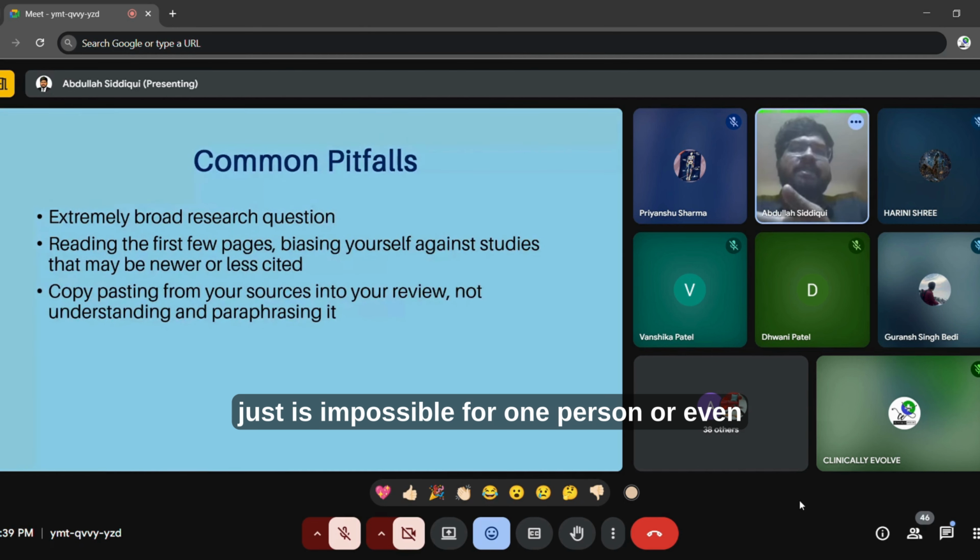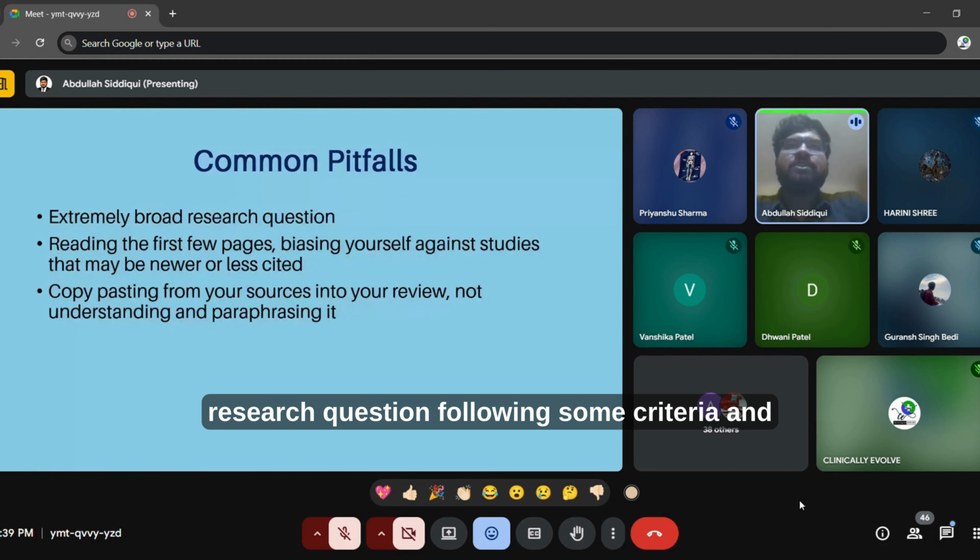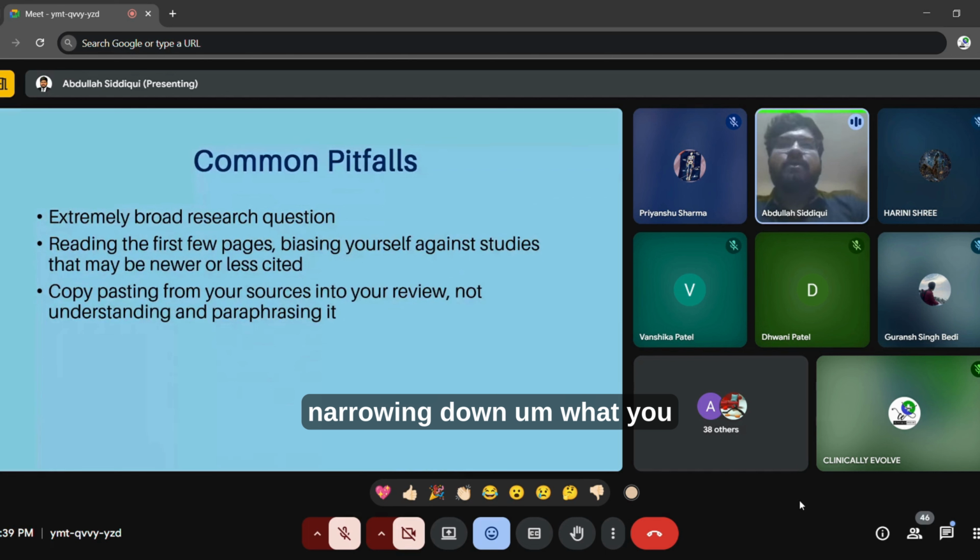And that is just impossible for one person, or even two or three people, to do and remember all of them. So having a well-framed research question following some criteria and narrowing down what you want to do is a very good strategy.